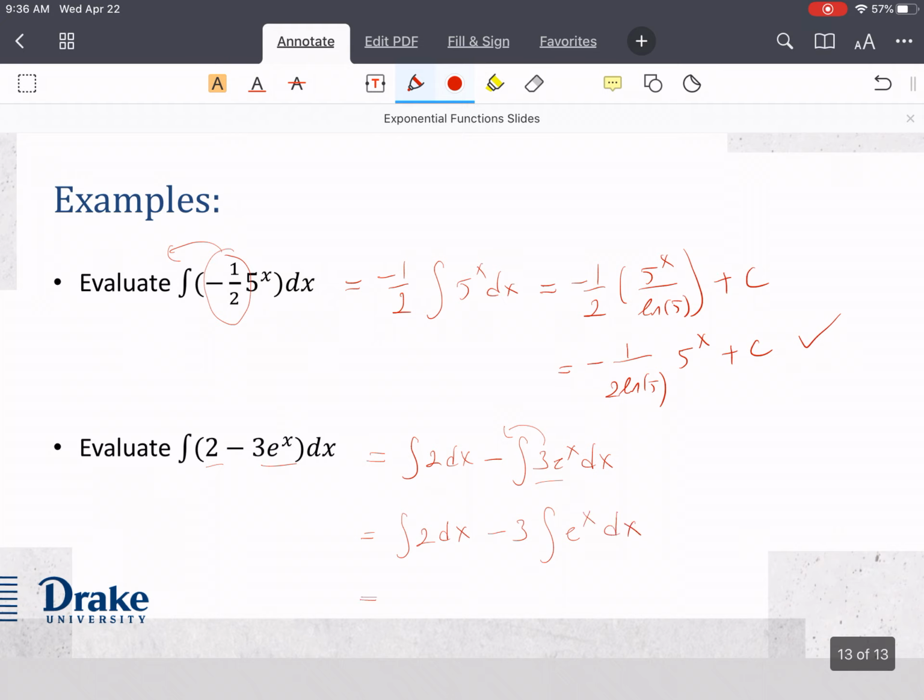The integral of 2 results in 2x. And minus 3 times the integral of e to the x dx, which is itself. So you're just going to say e to the x. And then at the end, we just add c. So therefore, the result is 2x minus 3e to the x plus c. And that's going to be all for this video.